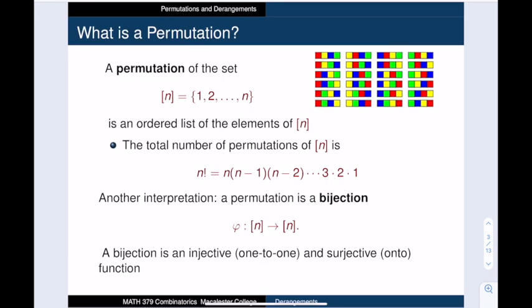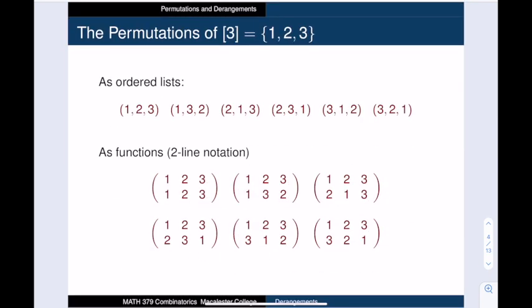Now we also have an alternate view of a permutation. We can view it as a bijection from the set of n things to itself. And a bijection is a function that is injective, meaning 1 to 1, and surjective, meaning onto. So here are the 6 permutations of the set 1, 2, 3, first written as lists, and then as functions.